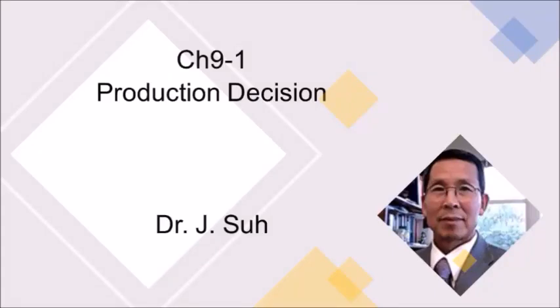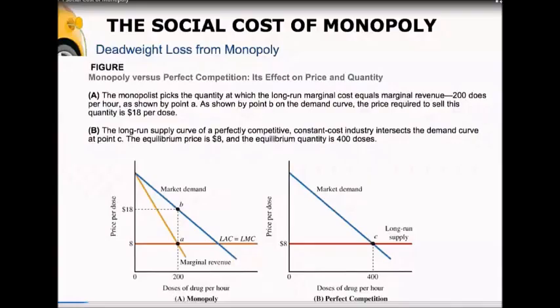Now that we understand how a monopolist is going to choose its level of output and production, let's look at the social cost of monopoly. Here we're going to assume we're looking at a monopolist that is maximizing its profits and has constant cost industry. So its long-run average cost is equal to its long-run marginal cost, and it's going to be horizontal.